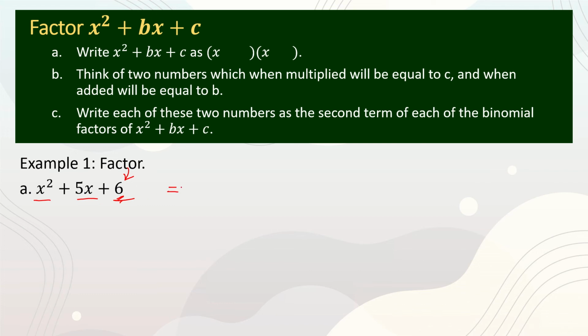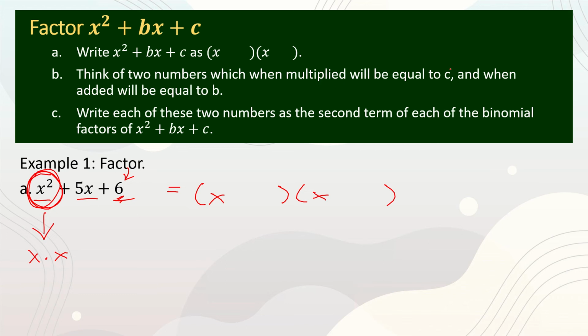The first step is to write the given as the product of two binomials. So if you notice, the first term is x squared. The factors of x squared would be x times x. So that's why you will be putting x in our first terms in our answer. Now, the second step is to think of two numbers which, when multiplied, will be equal to c, and when added will be equal to b.